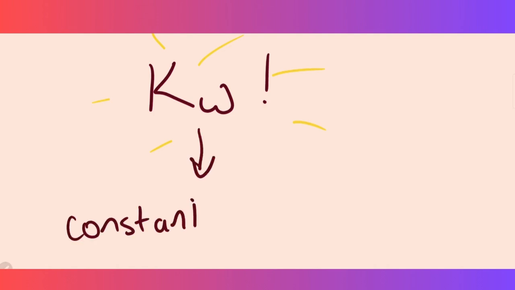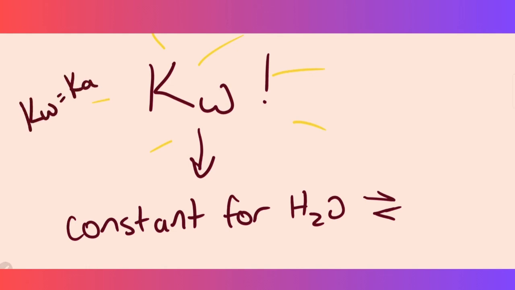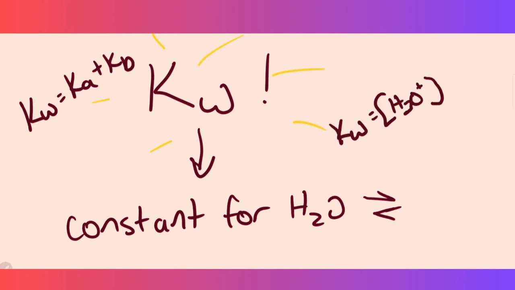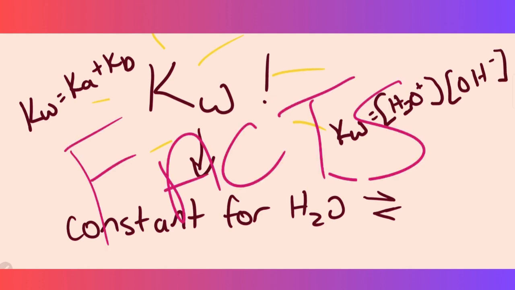Now, lastly, I want to talk about Kw. Kw is very important when attempting to calculate pH, and it can also help determine types of buffers and titrations. So here, this is the constant for water when it's at equilibrium. And Kw can either be equal to the Ka, or the acid constant, or Kb, or the base constant of dissociation, or Kw can be equal to the concentration of an acid multiplied by the concentration of a base. And that's in facts.